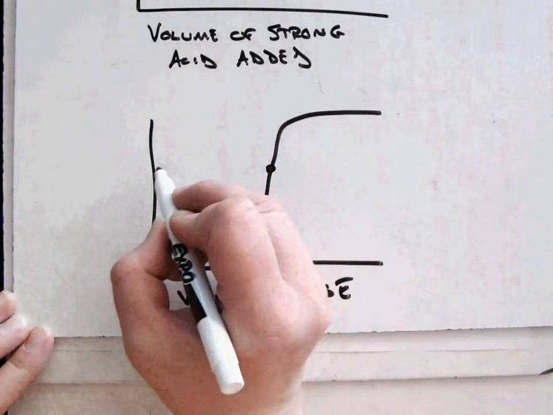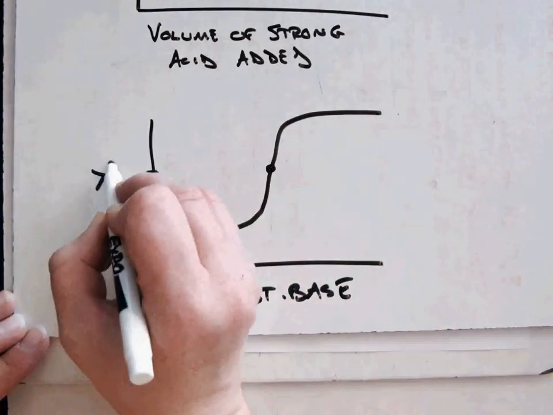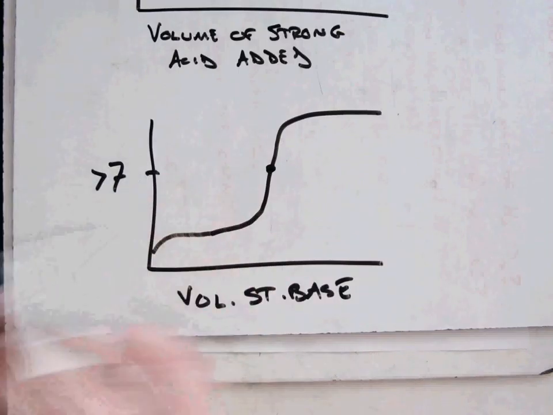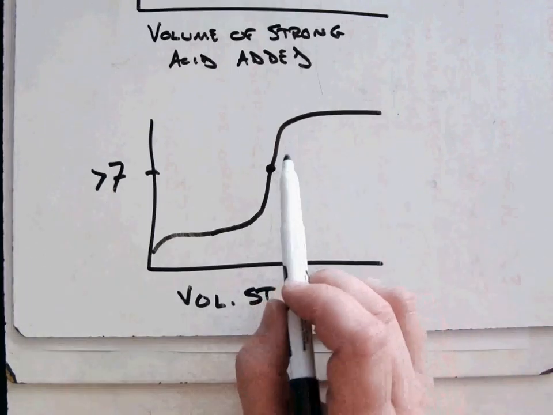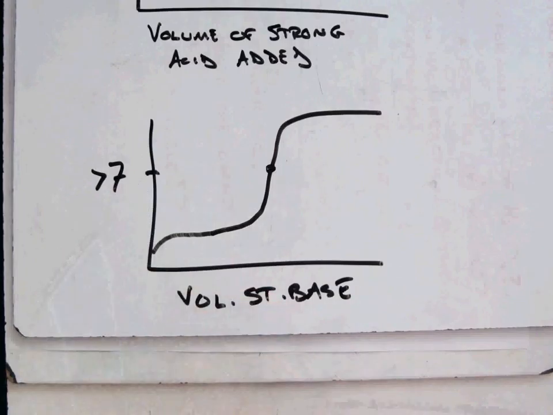The equivalence point would be greater than 7. Because it's a weak acid, when the weak acid is fully neutralized, we have its conjugate base floating around in solution. Its conjugate base will make this a little bit basic.